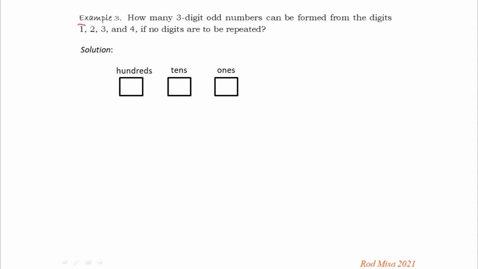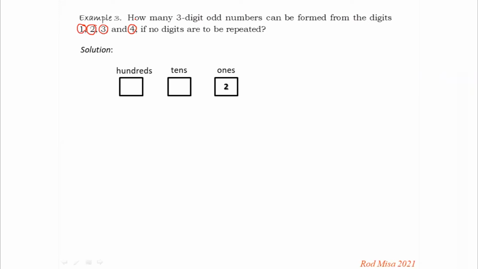Now looking at these numbers 1, 2, 3, and 4, only the numbers 1 and 3 can be placed in the ones place so that this 3-digit number can be an odd number. And why is that? Because an odd number is a number that ends with an odd digit. So I have only 2 choices in the ones place. I can place there 1 or I can place there 3. So it's a 3-digit number that ends with 1 or 3.